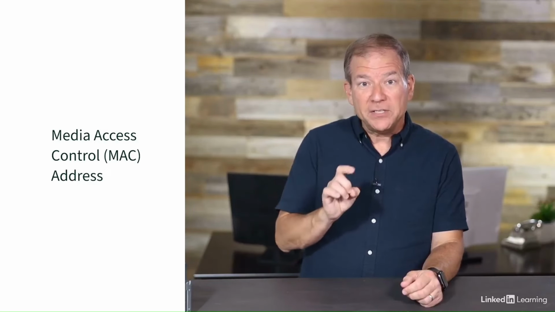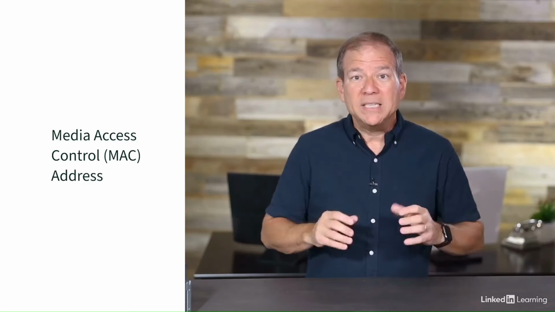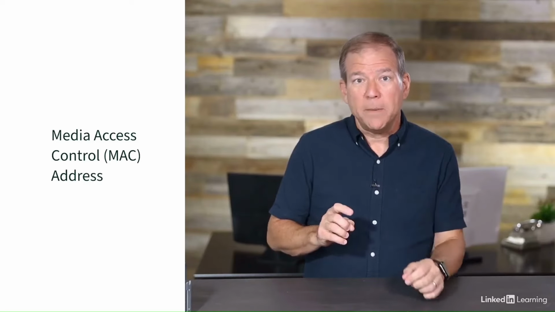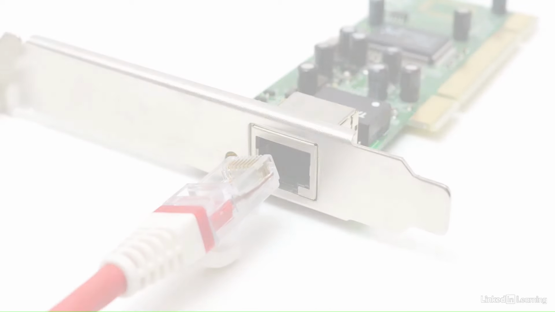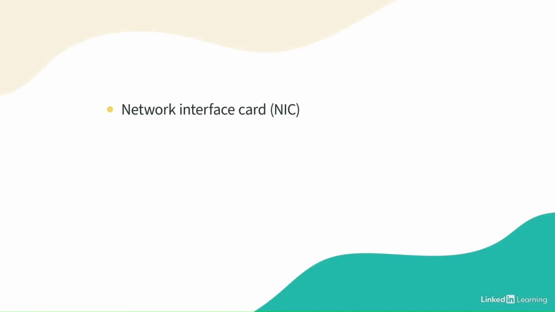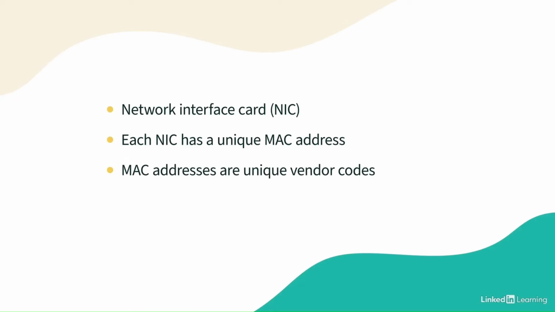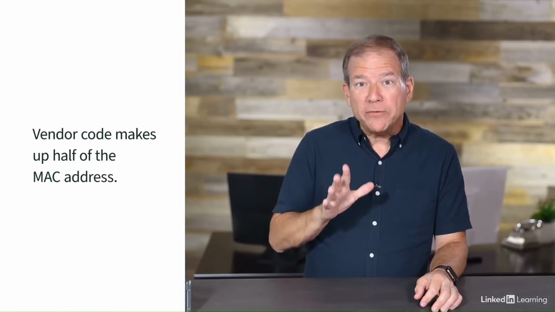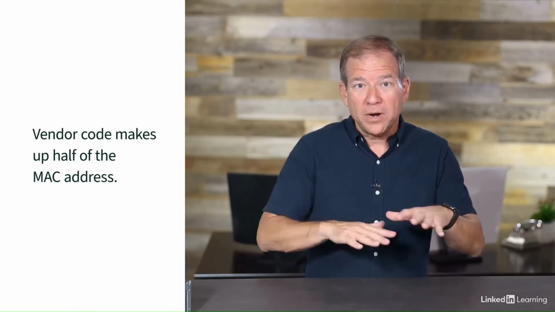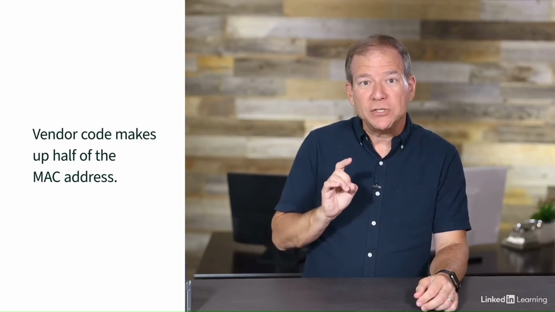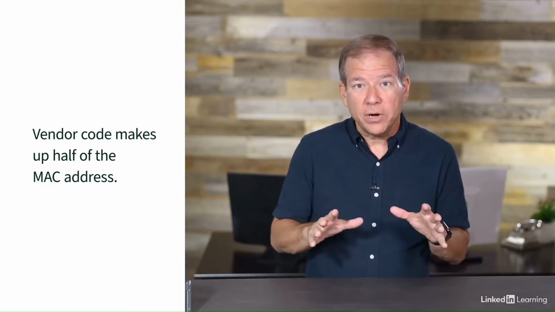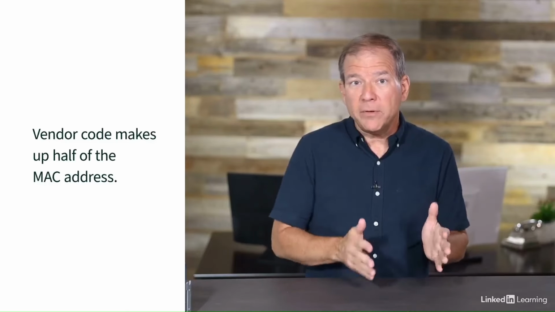And the specific physical address that we want to consider is the Media Access Control Address, or the MAC address for short. Consider a network interface card, or a NIC. When a company manufactures the card, they assign it a unique MAC address, and no other device in the world should have that same MAC address. The way manufacturers keep from overlapping one another in their assignment of these MAC addresses is each manufacturer has their own unique code. It's called a vendor code, and that makes up the first half of the MAC address.